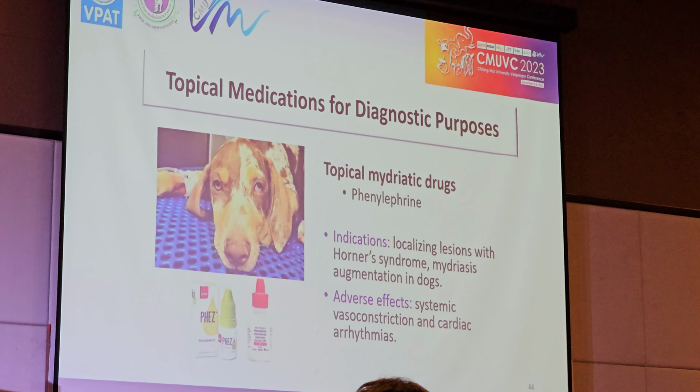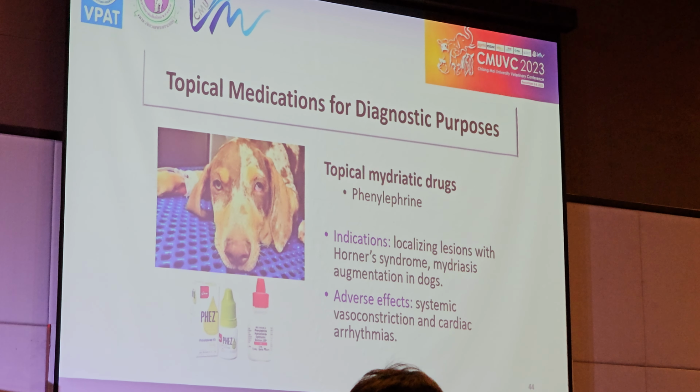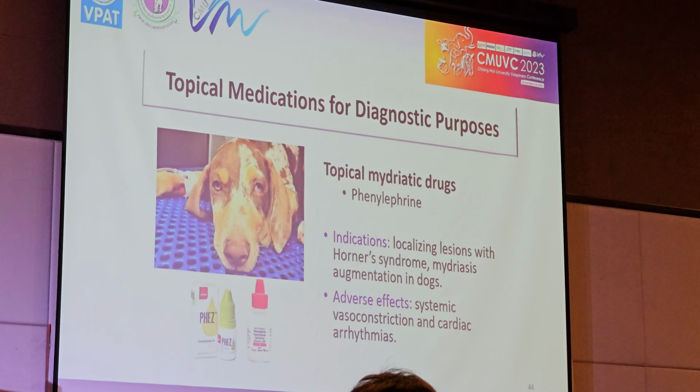And the last one of the topical drugs is the phenylephrine, which is indicated to localize lesions of the Horner syndrome, and also help the miosis augmentation in dogs. The adverse effect of this drug is the systemic vasoconstriction and cardiac arrhythmia. And maybe you should make sure that the preparation can have very different concentrations, about 2.5 or 5 or 10%, so you probably have to dilute it before use.